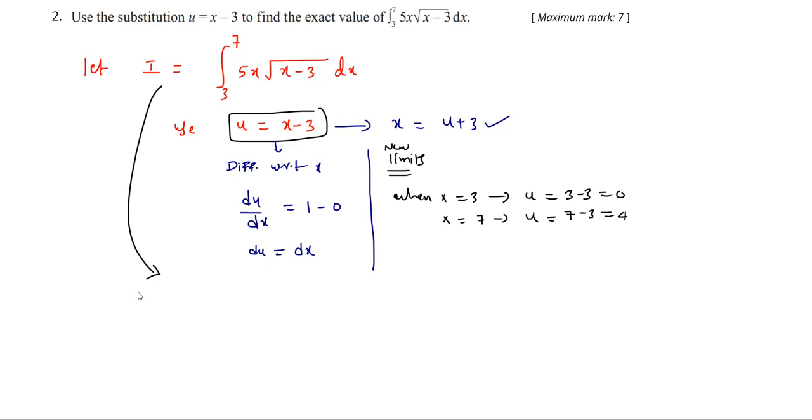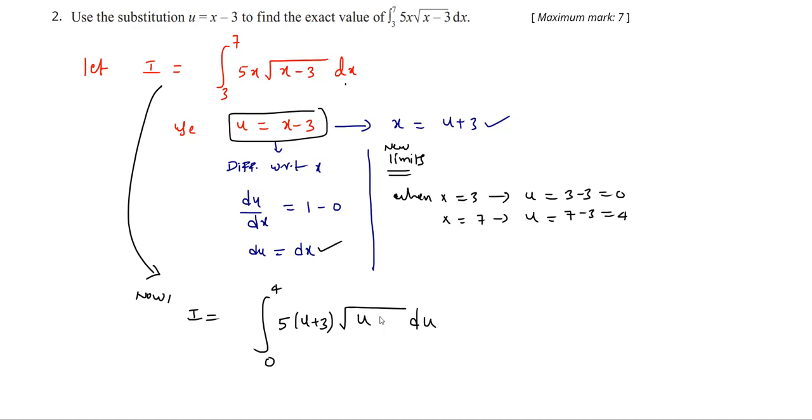Now, how will your question change? See that now I is equal to integral, lower limit is what now? 0. Upper limit is 4. So 0 to 4. Right? And 5 as it is times x. x is u plus 3. See here, u plus 3 times square root of x minus 3. But x minus 3 is u. dx is du, so I can replace dx with du.